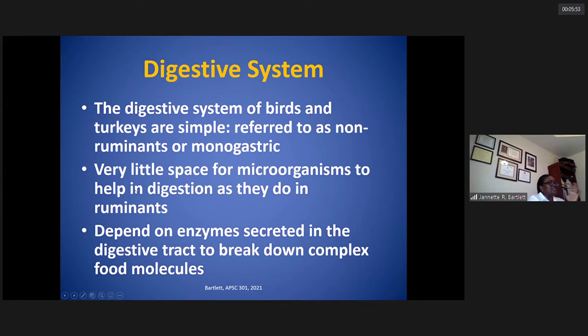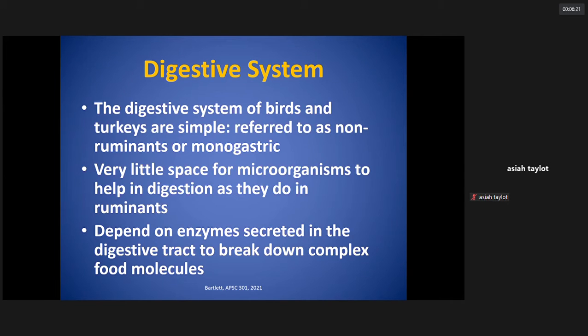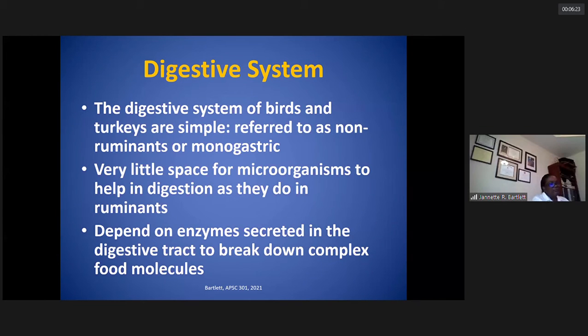The reason I said to wait is that in the monogastric animal, there's very little space for microorganisms to help in digestion as they do in ruminants. So in ruminants that have the 4 compartment stomach, they have to depend on microorganisms in different parts of the stomach to break down the food material in order to produce the volatile fatty acids that they need for energy and other processes in the body.